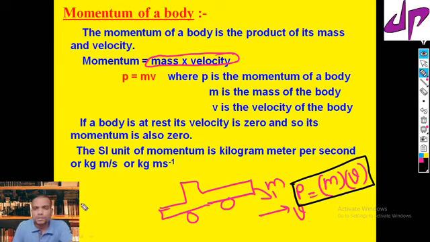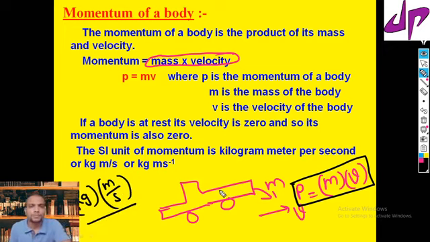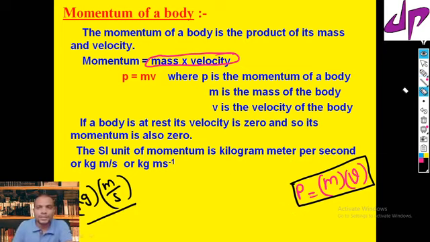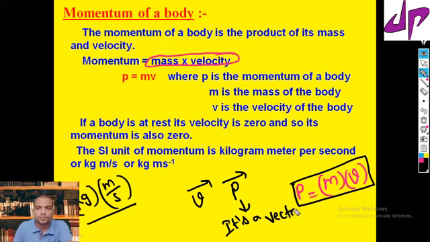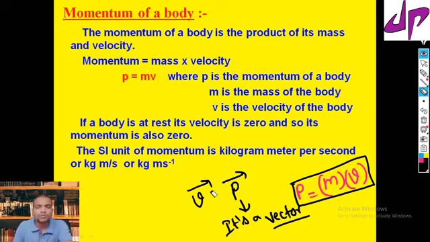So momentum. The SI unit: mass is in kg, velocity is in meter per second, so kg meter per second is the SI unit of momentum. And not only that, momentum is a vector because velocity is a vector. Velocity has direction, so momentum also has direction. So momentum we define as the product of mass times velocity. If the object is not moving, so if the velocity is 0, then the object's momentum is 0.